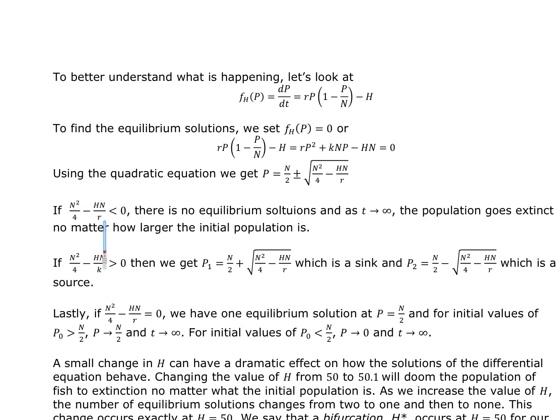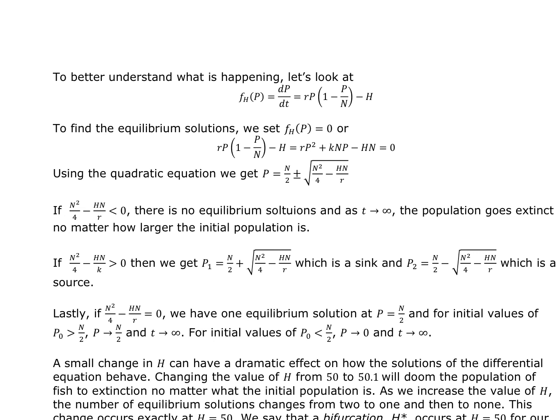That was the case in which I had 100, and of course we got too large. If this is greater than 0, then we get a sink, and when we have P1, we get N/2, which we know is a sink. And then we have the second solution, which means that P is a source. That was my unstable and my stable. If it equals 0, this is when we have one solution.